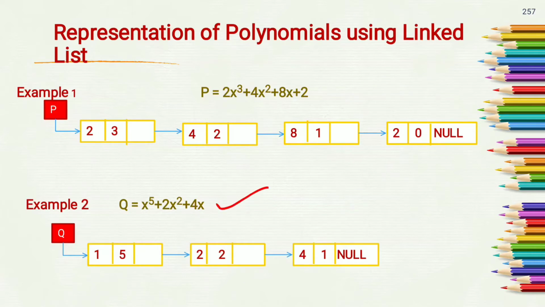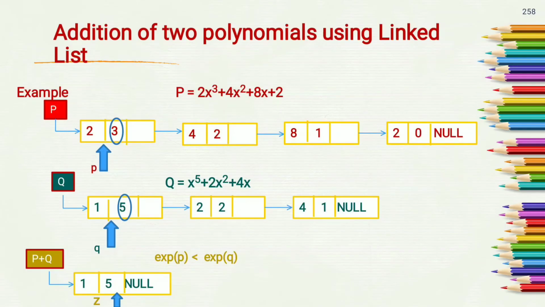Similarly, we can represent this Q polynomial with the help of linked list. Here first term having coefficient 1 and exponent 5, and second term having coefficient 2, exponent 2, and third term having coefficient 4 and exponent 1, and there is no other term available, so we put null into link part of this node. In this way we represent polynomials using linked list.